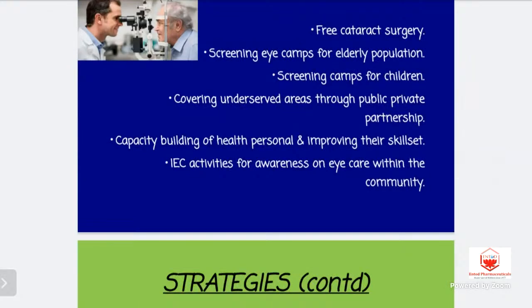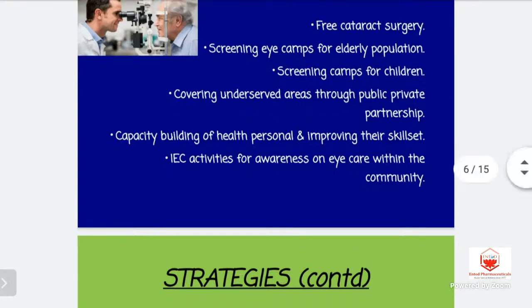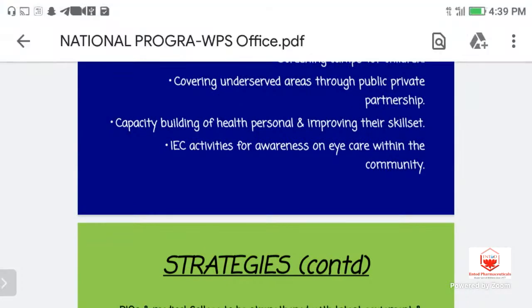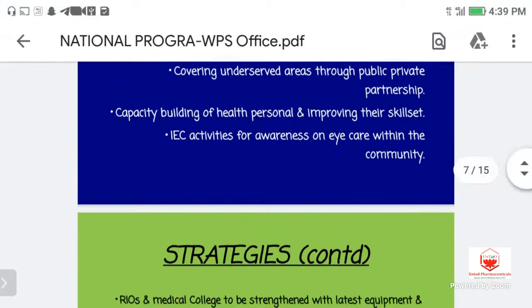And at the same time, children were also a very high risk group. So screening camps were also conducted for children. This was mainly to find out any early onset refractive errors. And at that time, the rural-urban divide for healthcare was also very huge. So through this program, the underserved areas were also covered through public and private partnership.